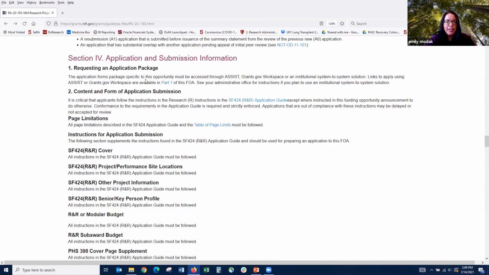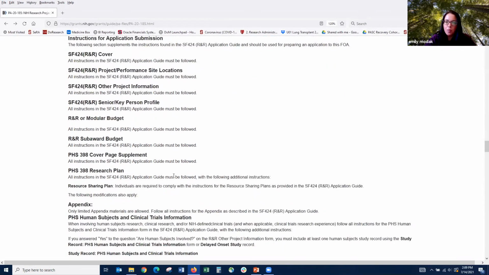Now, if you scroll down here, here's the information about what goes into the application. All of these items reference the acronym SF424, Research and Related Guidelines. These are the general NIH guidelines. As I talked about before, we default to the general, and then it's superseded by anything specific that is added. You can see here in all of these cases, all instructions in the application guide must be followed. So for parent R01, it's pretty much what you see in this SF424.